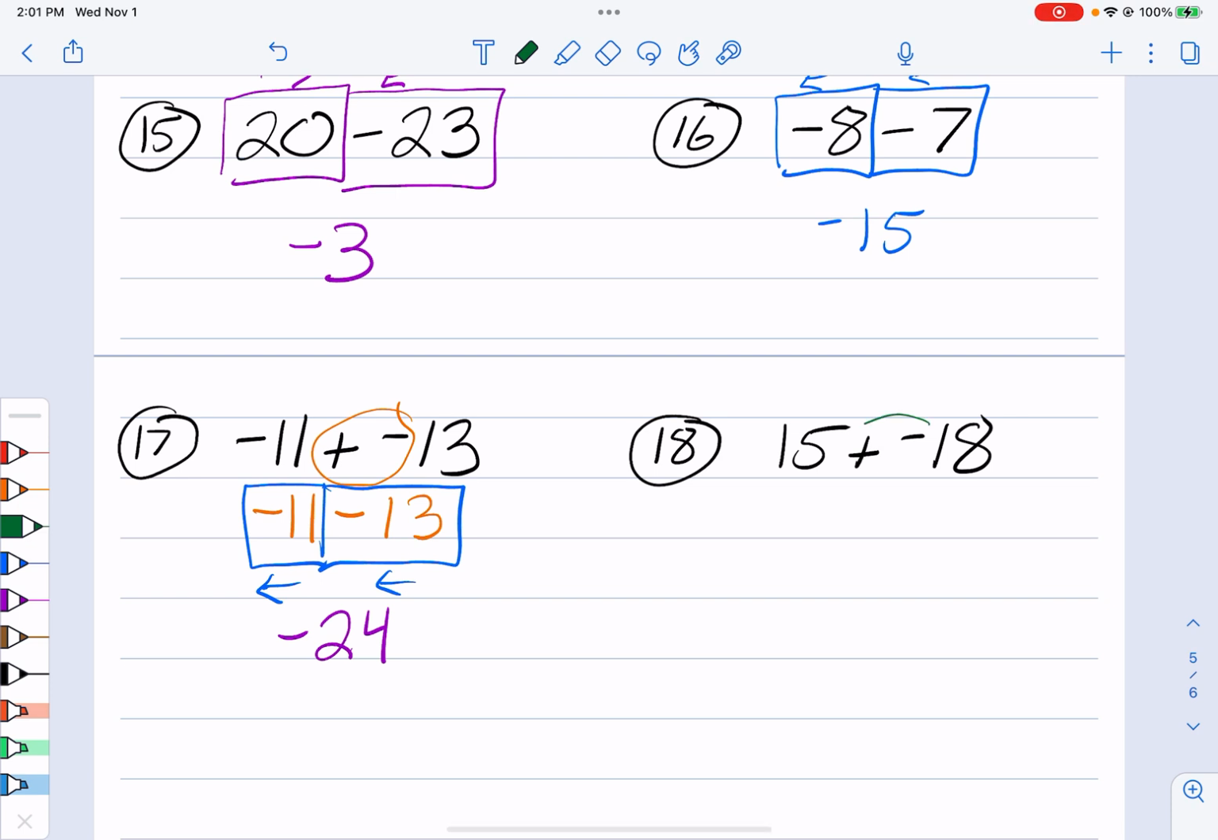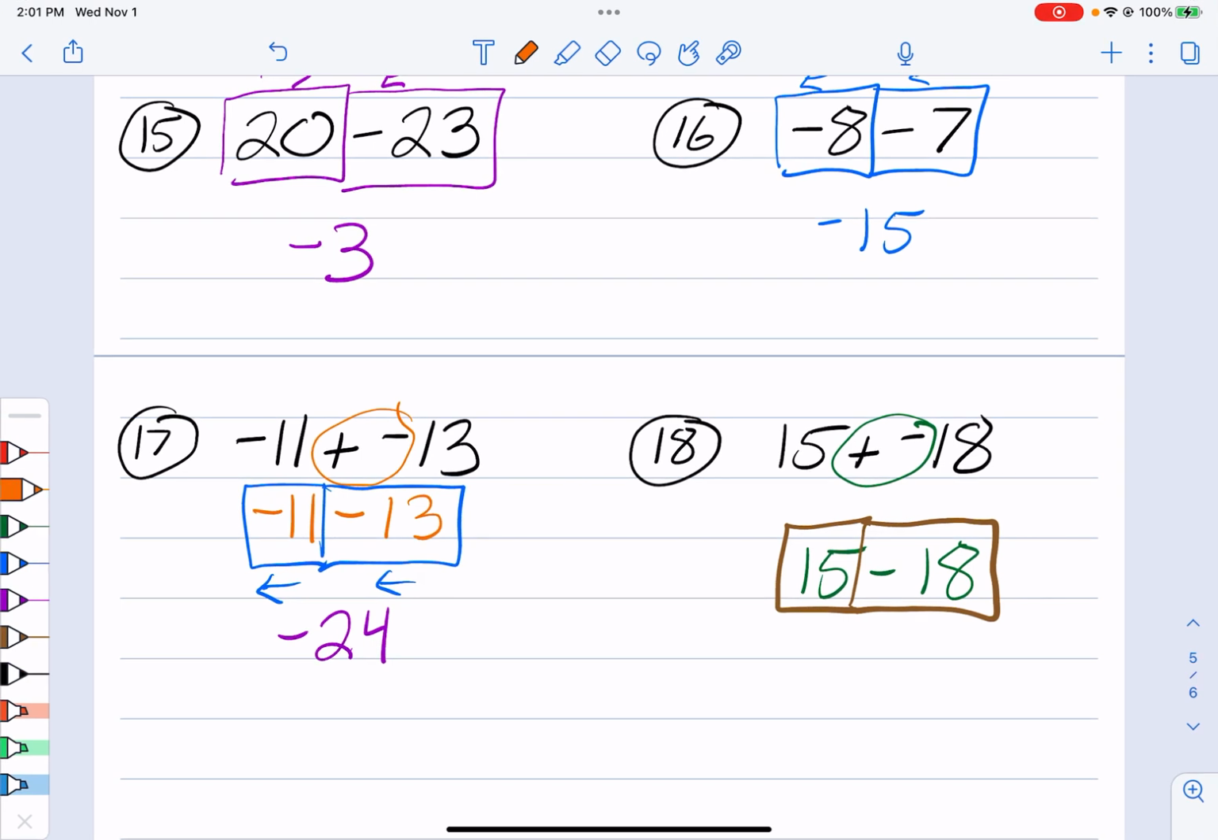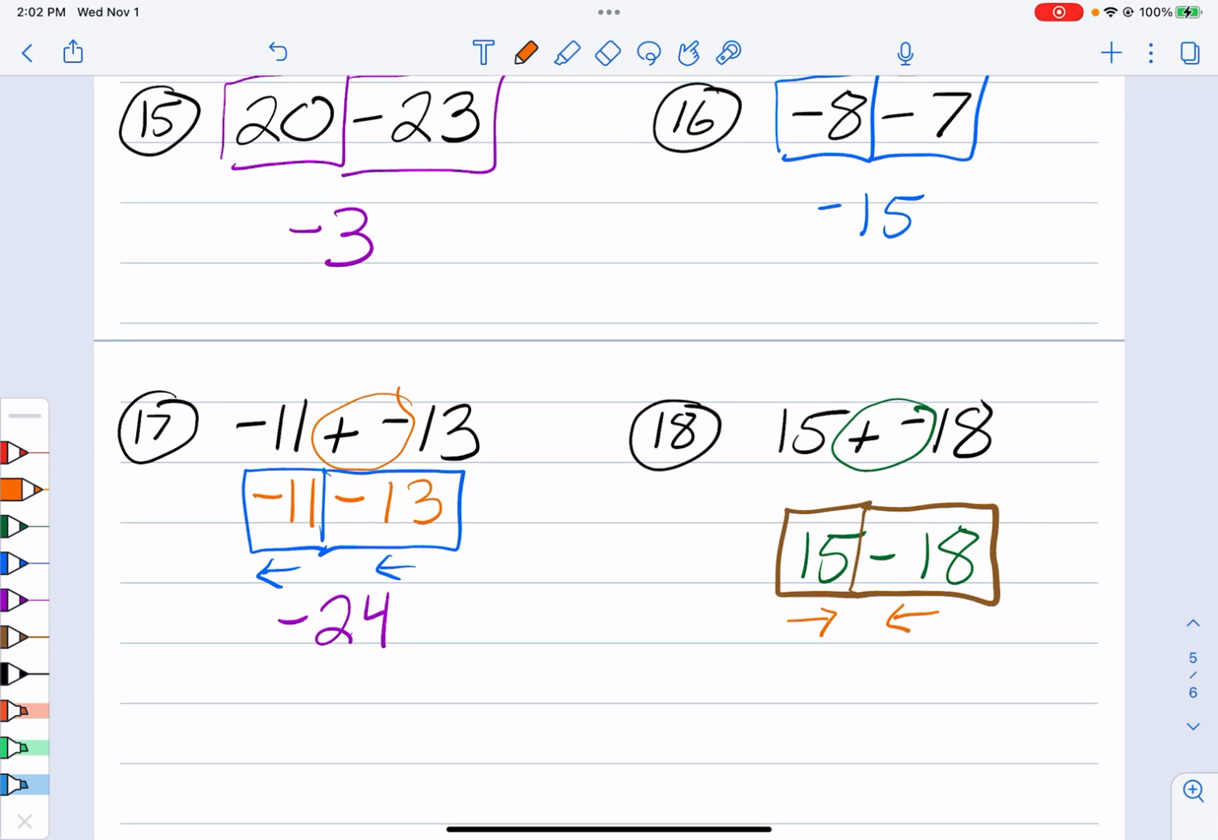Okay, plus a negative is the same as just a -18. So we're going to have a 15 and a -18. So 15 goes to the right because it's positive, and 18 goes to the left because it's negative. So again, you're going to say, hey, those are in the opposite directions. Those are opposite signs. I am going to subtract them. And in your head, you're going to think, what's 18 minus 15, which is 3. And since the 18 has more, it's going to be a negative number.